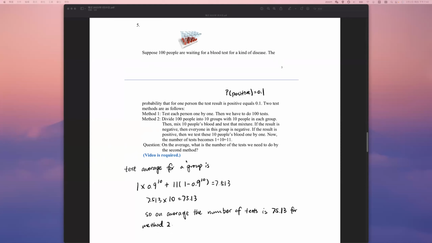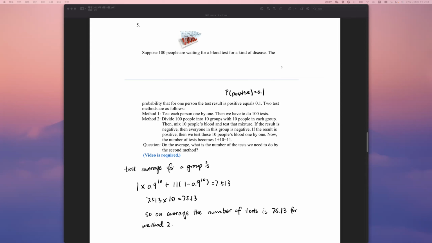So my idea is to find the average number of tests needed for one group and then multiply by 10 to get the total number of tests needed for 100 people. For solving one group, the probability is 0.9. Oh, so there should be 2 cases. The first one is the mixed texture is negative, and the second case is the mixed texture is positive.